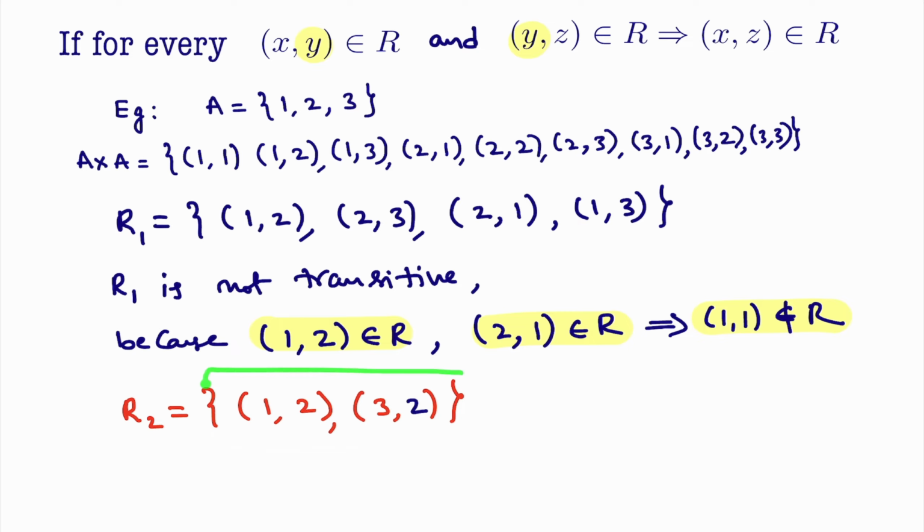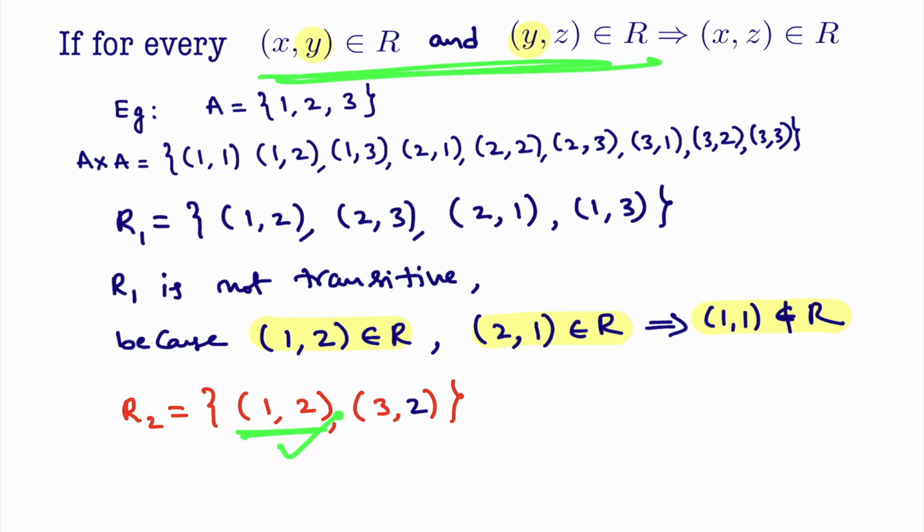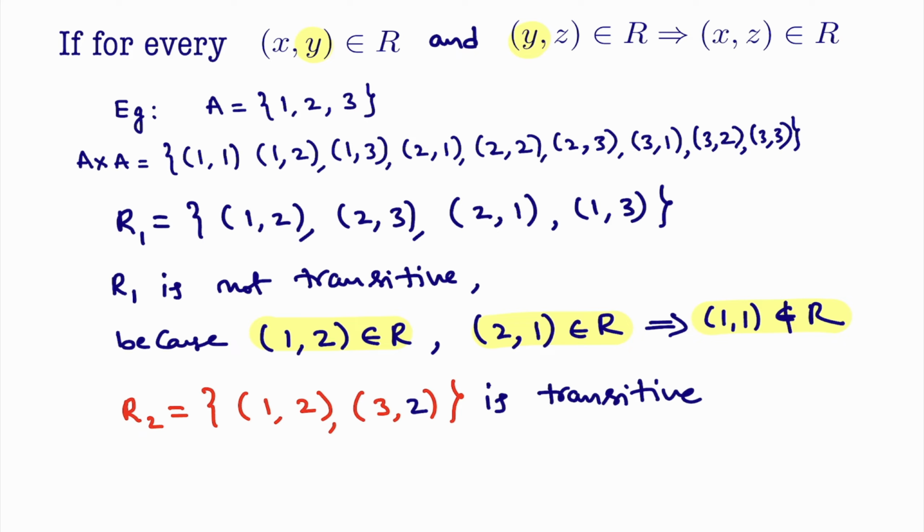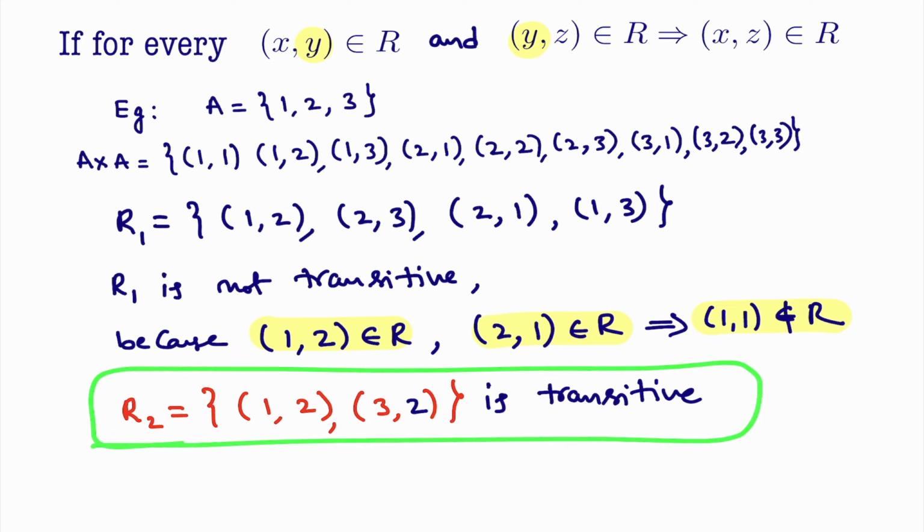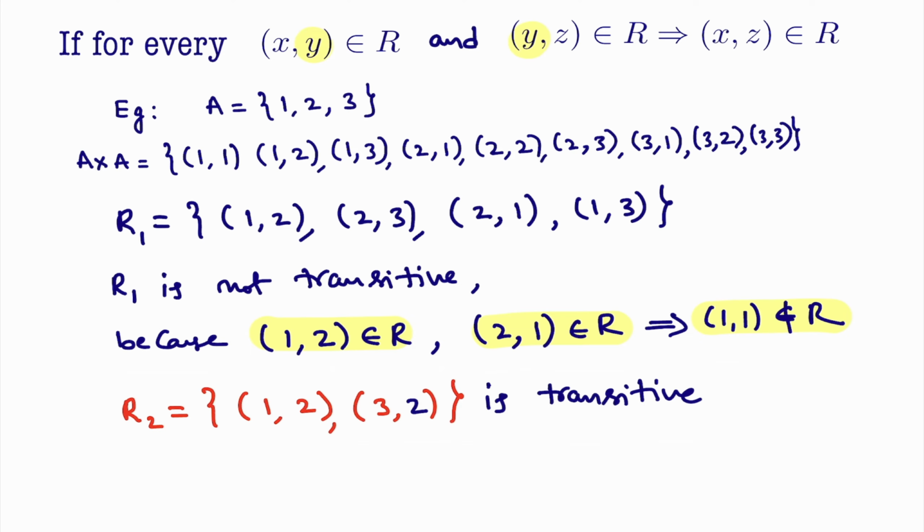Many students confuse such types of examples. Please make sure that if (y, z) doesn't exist, in that case, this passes the transitive test. Similarly, for (3, 2), no other ordered pair starts with 2 in this relation. So we say that this relation is transitive. So this relation is transitive. This is one of the best examples to understand the transitive relation.